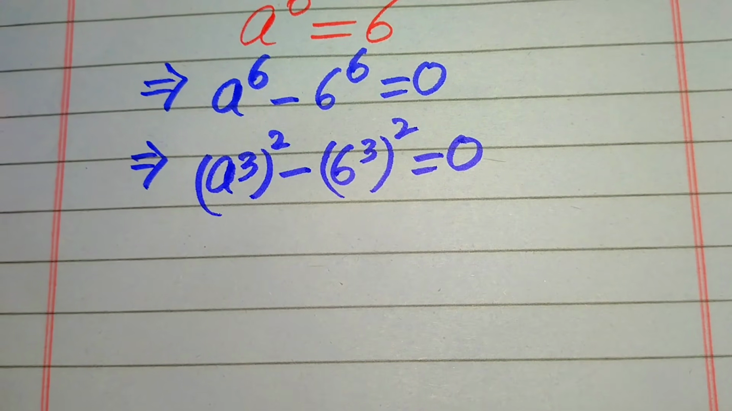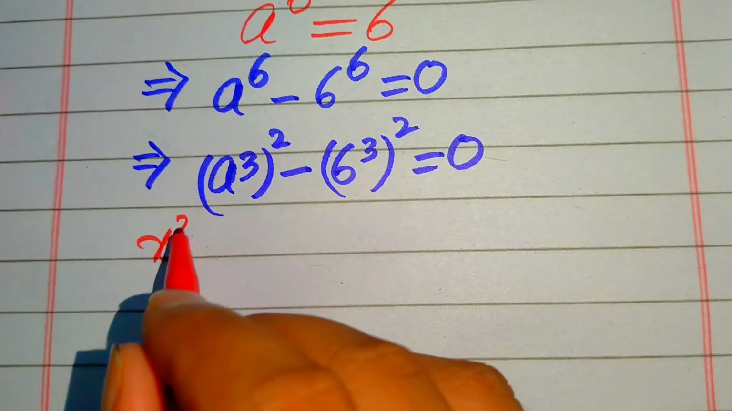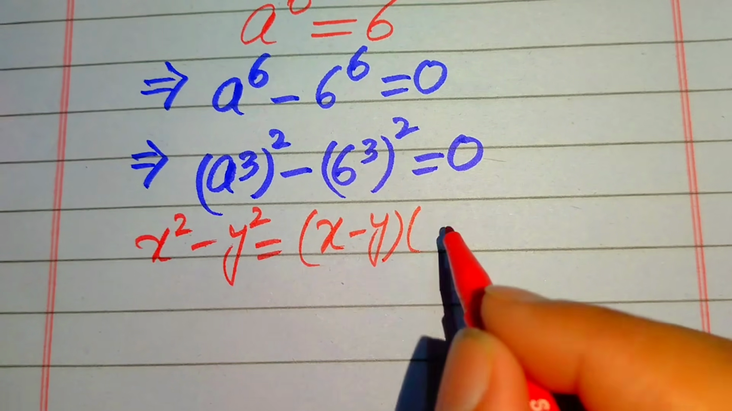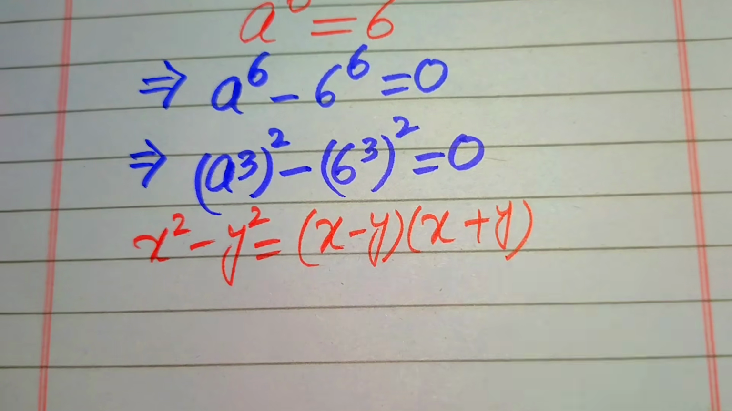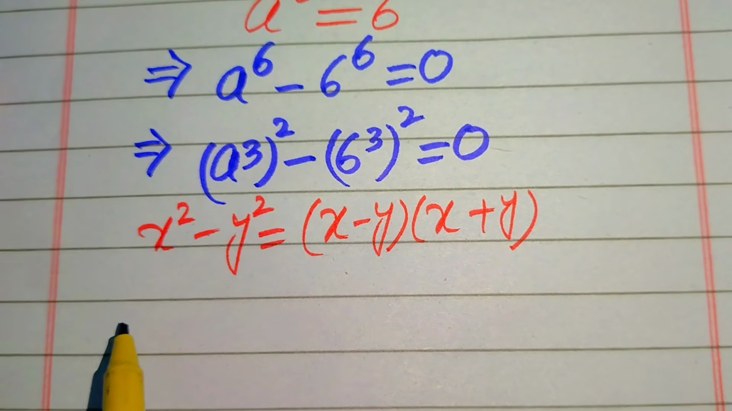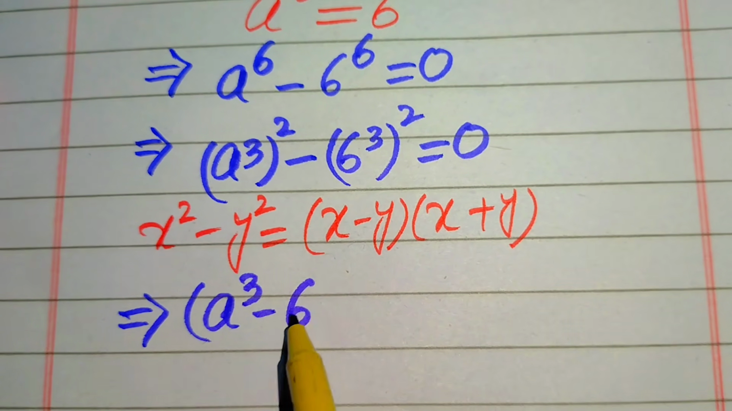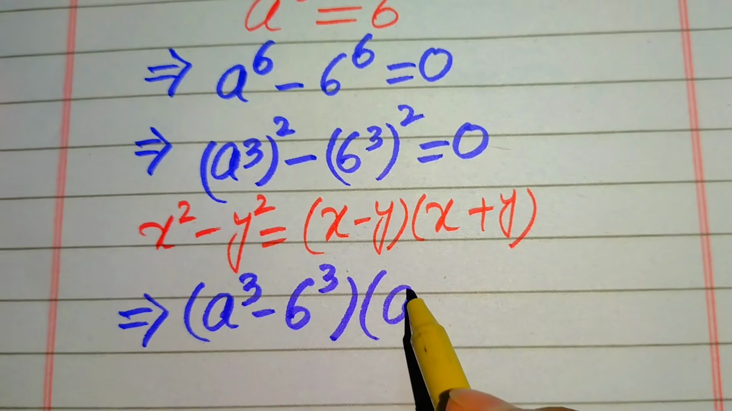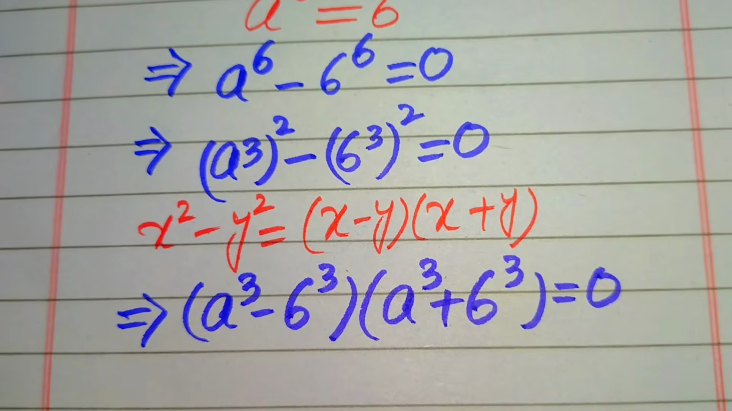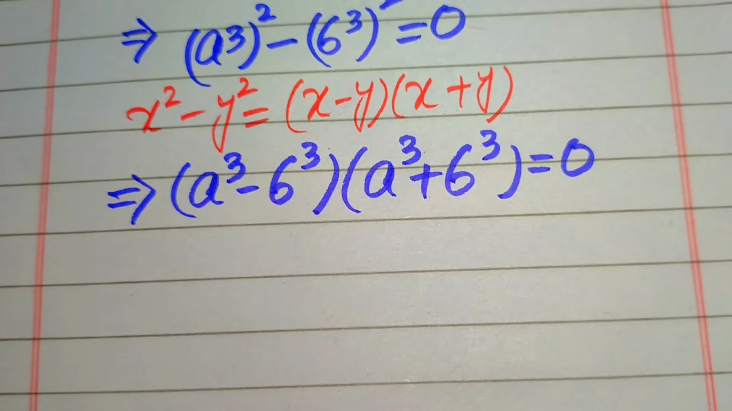And now in the next step we use the nice algebraic formula. You know that x square minus y square is equal to x minus y times x plus y. So according to this rule, we write the above equation in this form. This becomes a cubed minus 6 cubed times a cubed plus 6 cubed, and this whole equation is equal to 0. So now in the next step, we divide this equation into two cases.